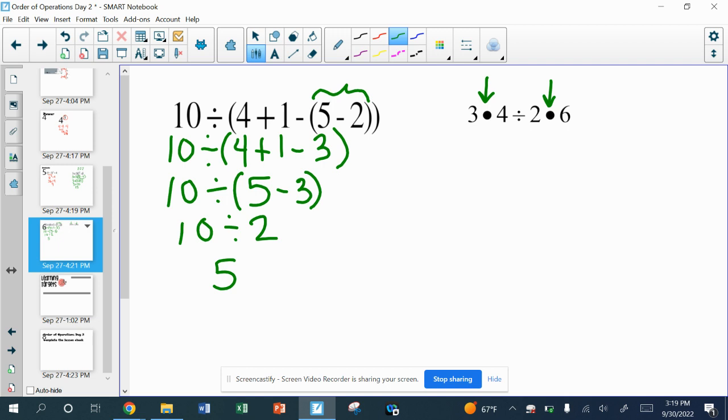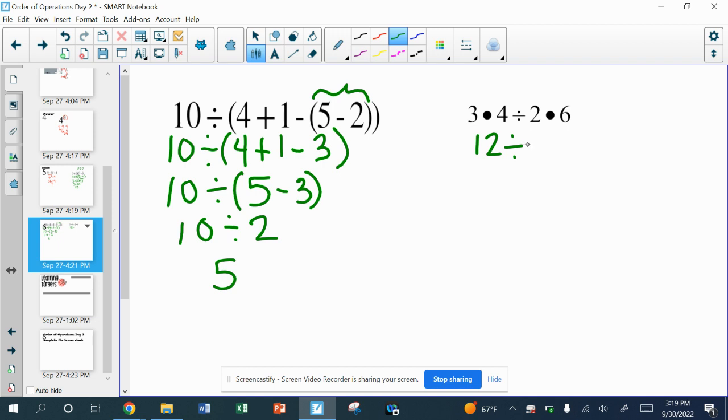Right? I'm going to do this problem and I'm going to do it wrong. They're going to say 3 times 4 is 12 and 2 times 6 is 12. And they want to do 12 divided by 12 and they get 1. And that is wrong. So we have to make sure that we are going from left to right when we do this problem. So I have 3 times 4 is 12.